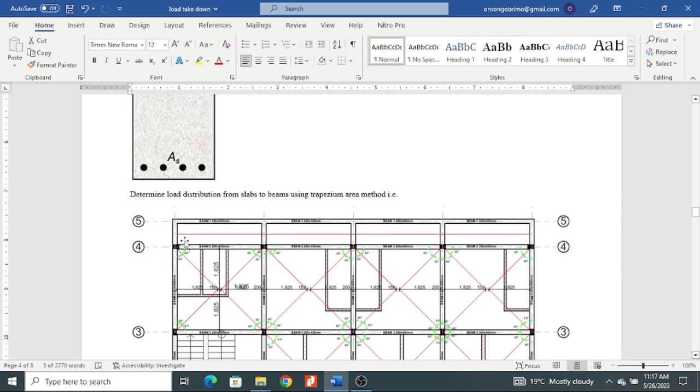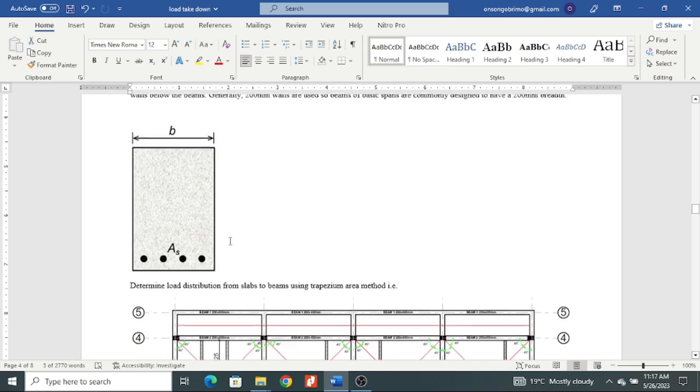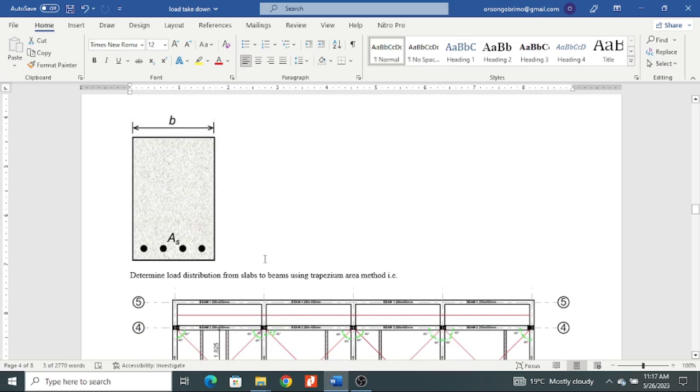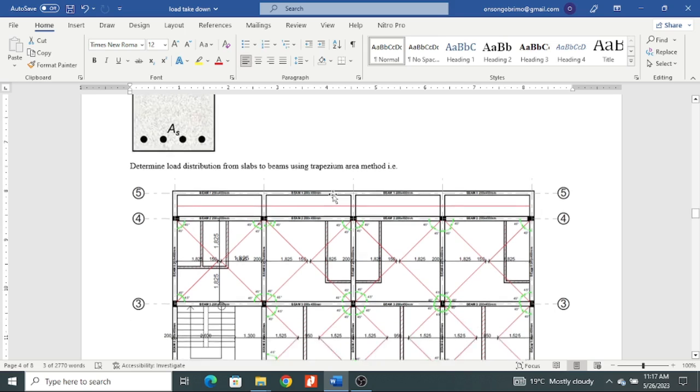Yeah, sorry. The next thing, after sizing your beams and columns and placing them there — for columns I'll show you how to size them when we do load takedowns in columns. Now determine the load distribution from the slabs to the beams using the trapezium area method.